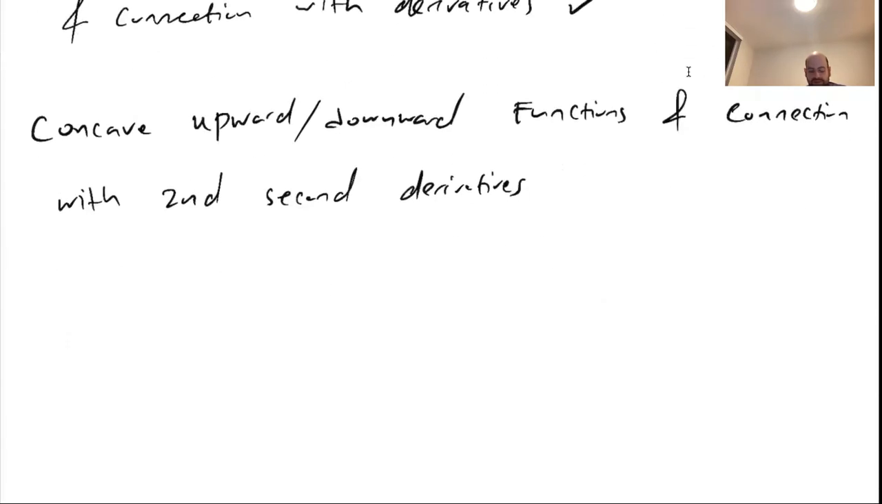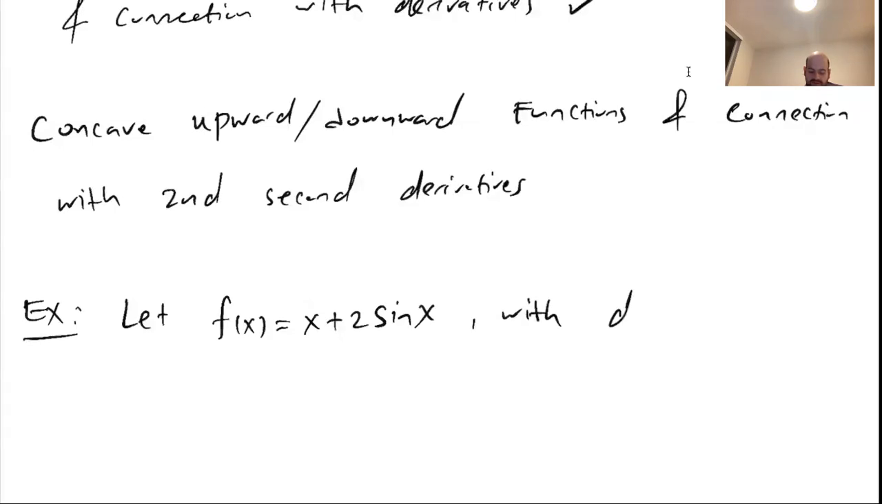Let's look at, we did some examples last time. Let's look at one more example. Let f of x equals x plus 2 sine x, because we didn't have time to do an example with a trigonometric function last time. So let's do a trigonometric function this time, x plus 2 sine x, with domain of f, domain Df equals, let's say, 0 to 4 pi.